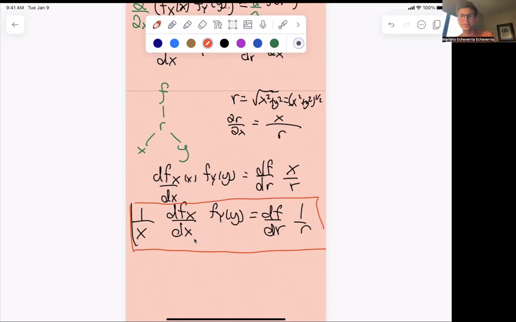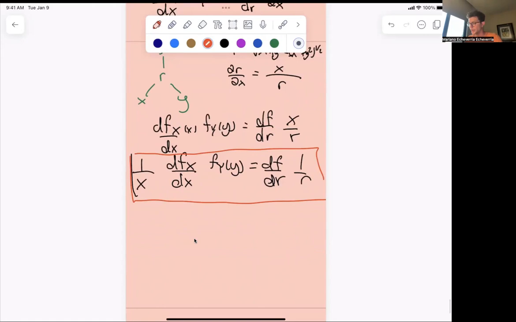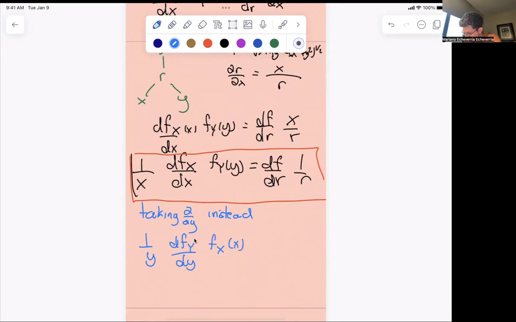There's nothing that really changes too much if you do the same with the derivative with respect to y. So by analogy, if you had taken the partial with respect to y instead, what do you find? You find it is the same, but with y. So it's 1 over y times f sub y is df dr times 1 over r. Okay. So it's a completely symmetric calculation because x and y appear in the same way in the formula for r. So you just change the roles of the x's and the y's when you find this.